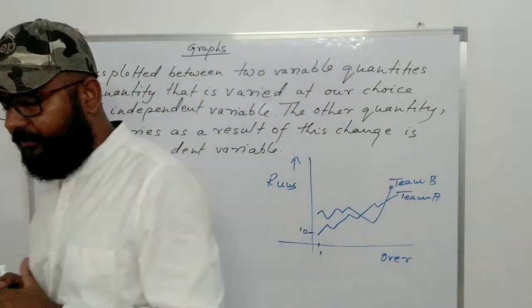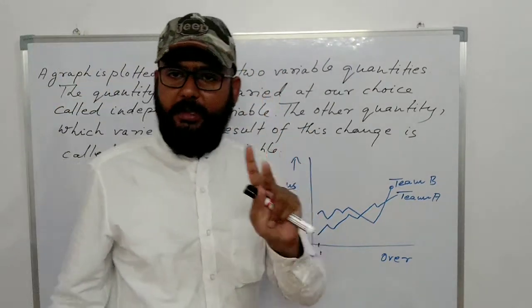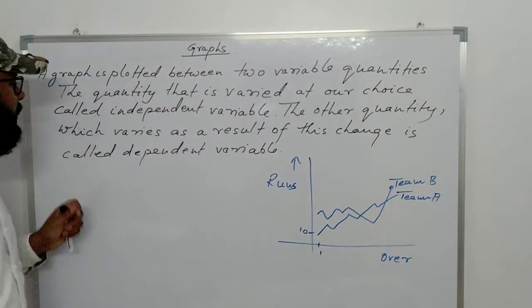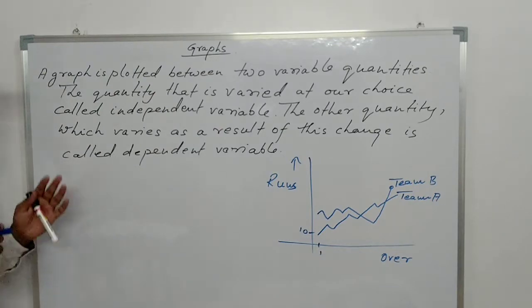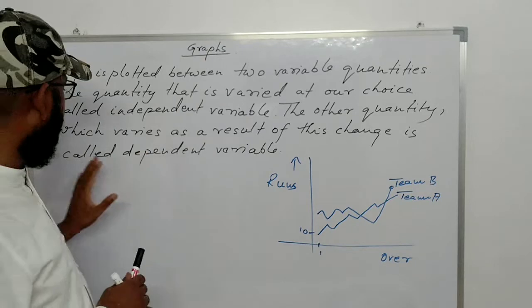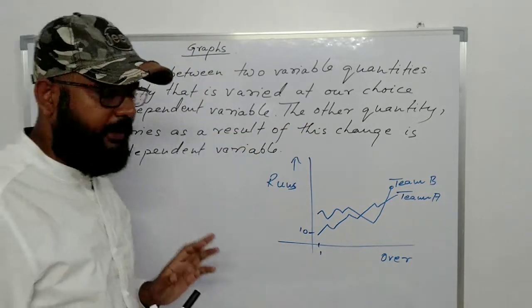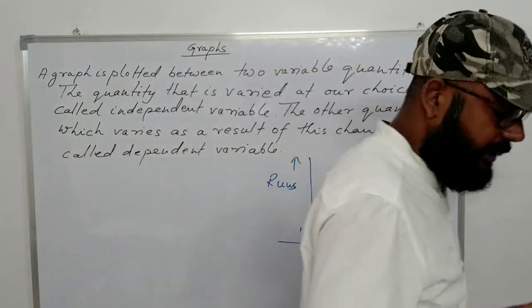So what is the definition of graphs? Here I have written: a graph is plotted between two variable quantities. The quantity that is varied at our choice is called the independent variable. The other quantity which varies as a result of this change is called the dependent variable.